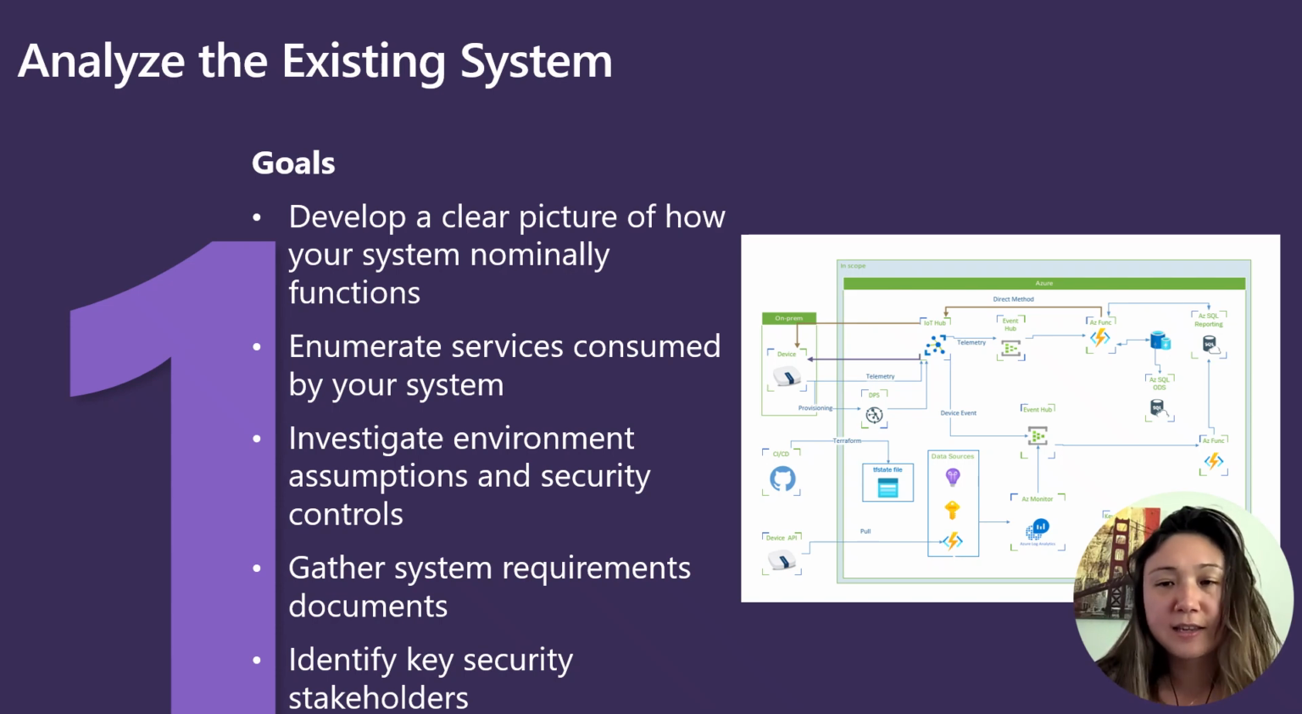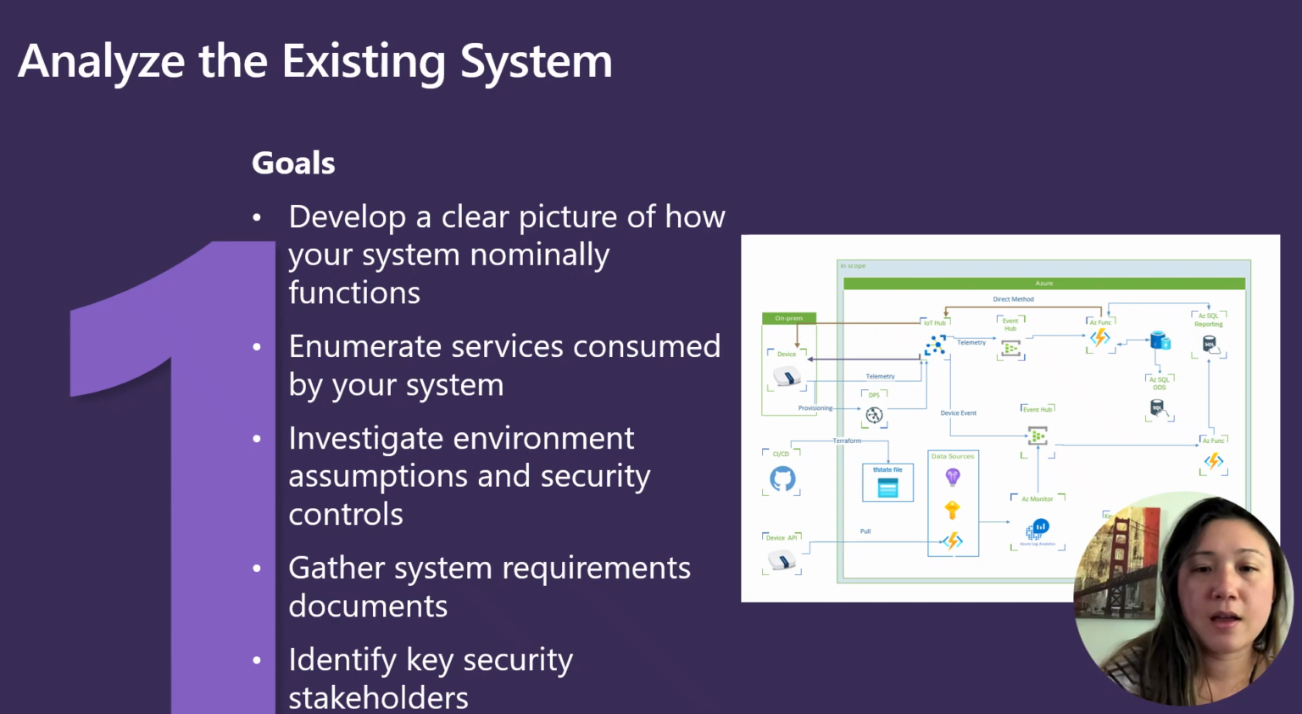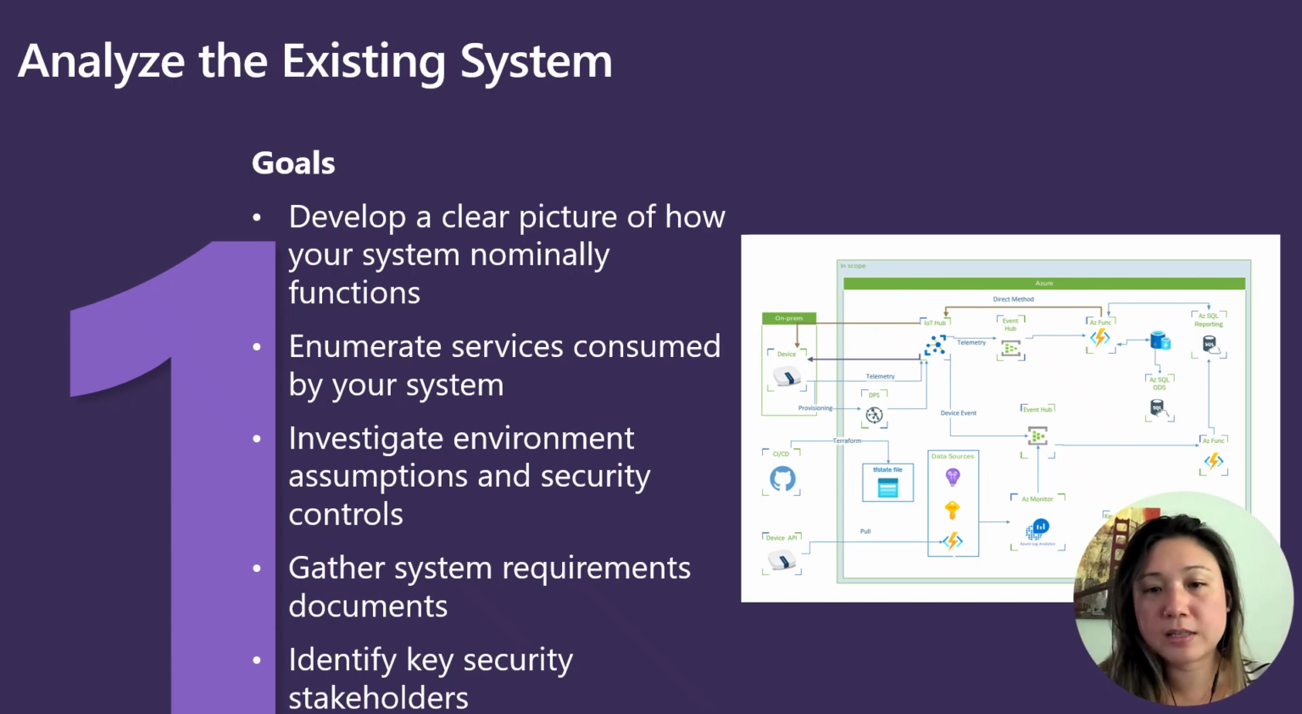So, analyzing the existing system. This is the design phase, and it's the starting ground for your threat modeling activities. You'll gather as much data as possible about what you're building and what you're using to build it with. Some of the key goals here are to develop a clear picture of how your system nominally functions, enumerate services consumed by your system, investigate environmental assumptions and security controls, gather system requirement documentation, and identify some of those key security stakeholders in your project.